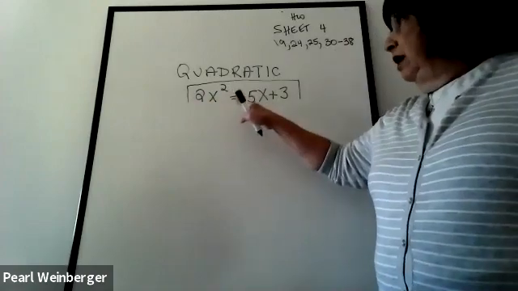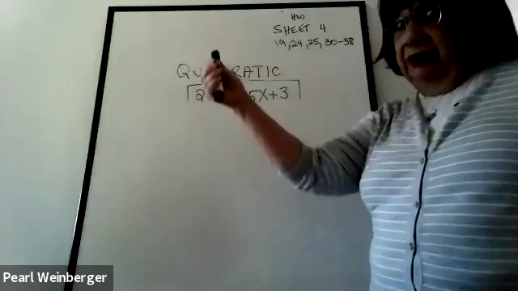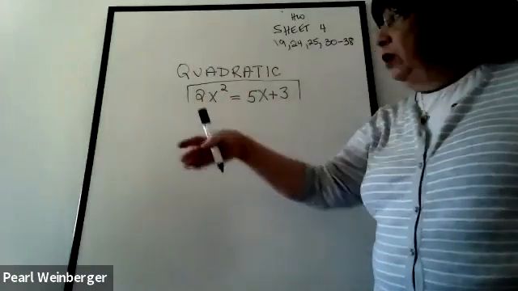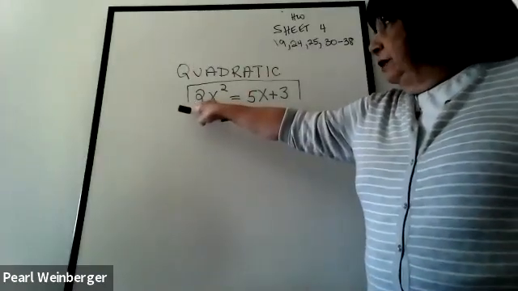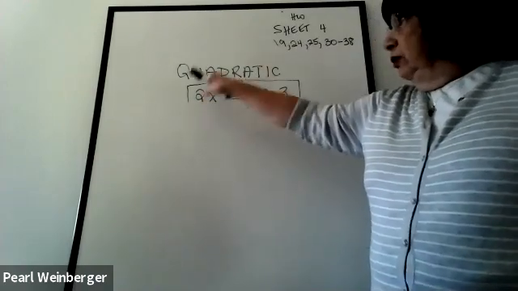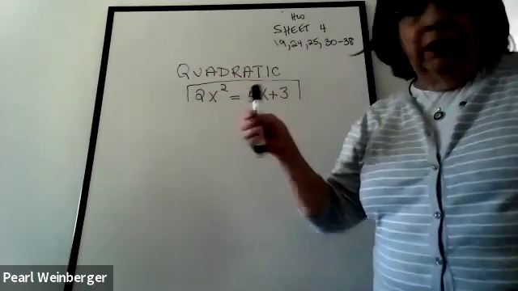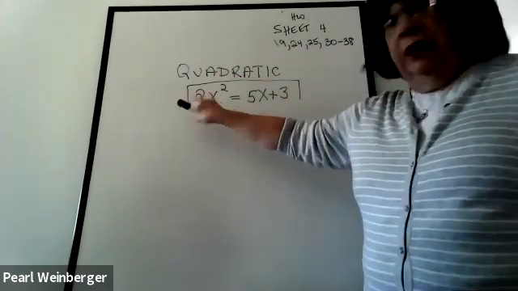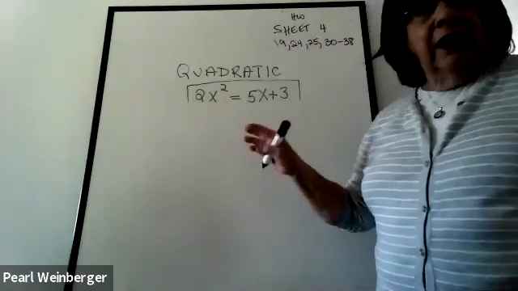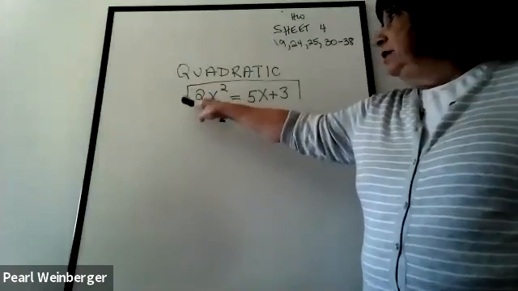When I want to get it equal to 0, I look at the x squared term. I always want my x squared term to be positive. This is positive, the 2x squared. I don't want to change it. If I would bring the 2x squared to the other side, it would make it a negative. So I'm going to want to leave the 2x squared on the left side. Again, I determine that because that's where it's positive.